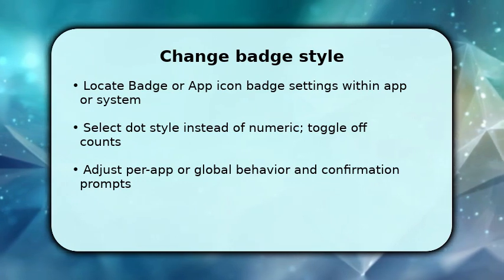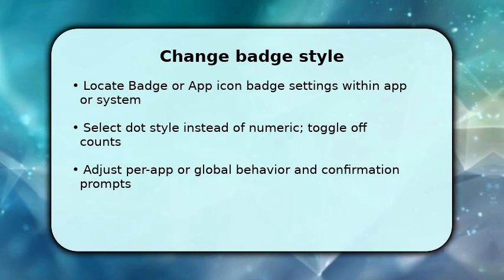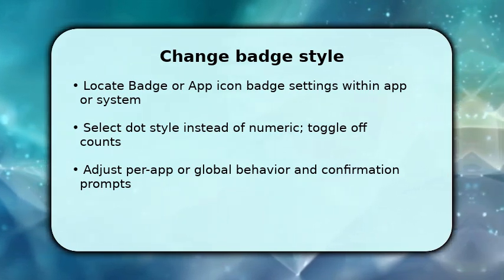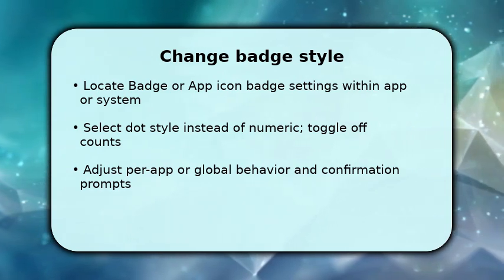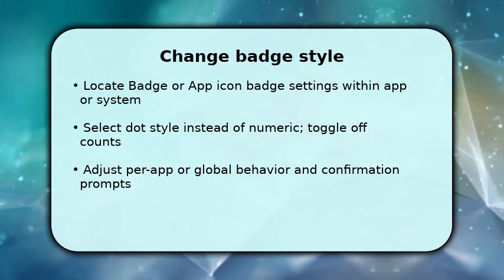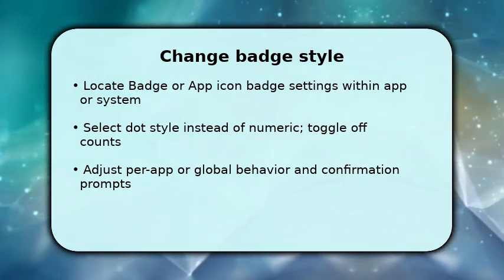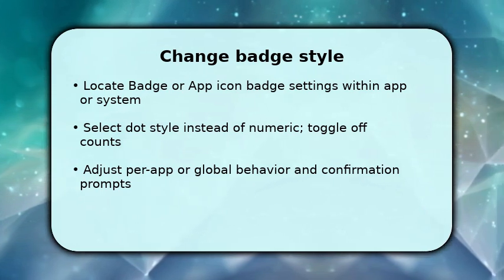Navigate to the app's notification settings and find Badge or App Icon Badge. Once there, choose the dot option rather than numeric counts and toggle off any show number or notification count switches. If the system offers per app and global controls, set global to dot and then confirm per app settings override accordingly. This reduces visual clutter while preserving alerts.